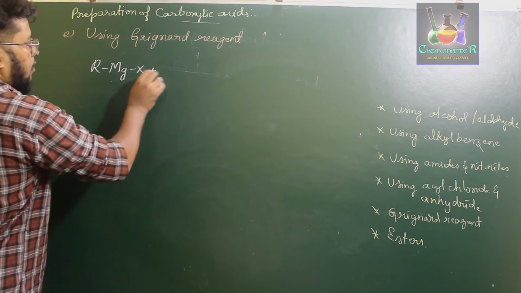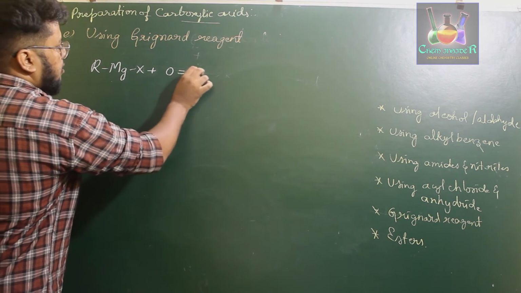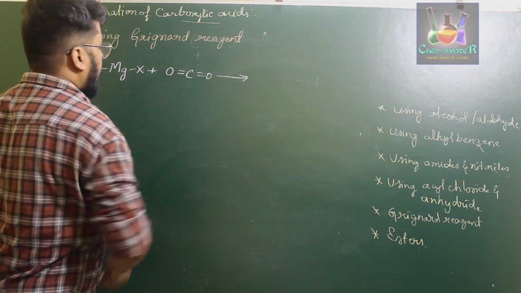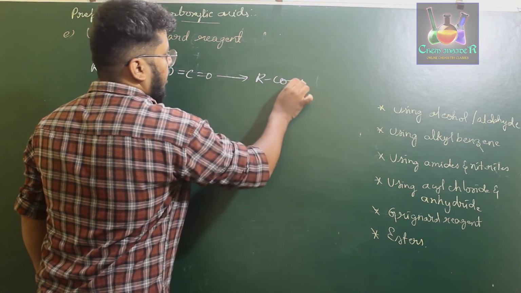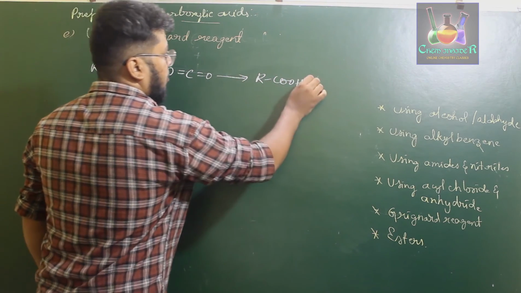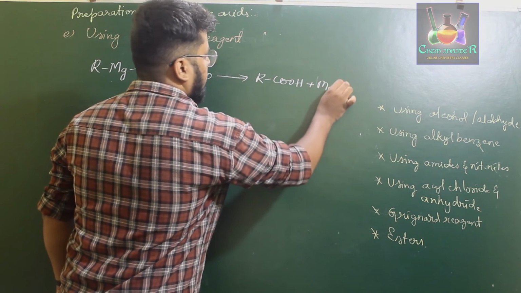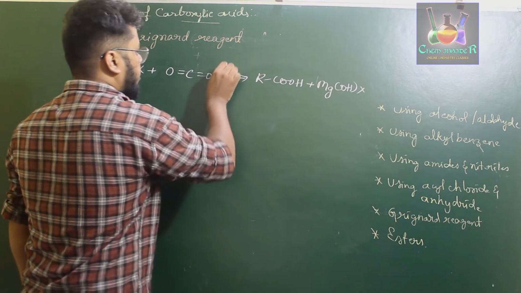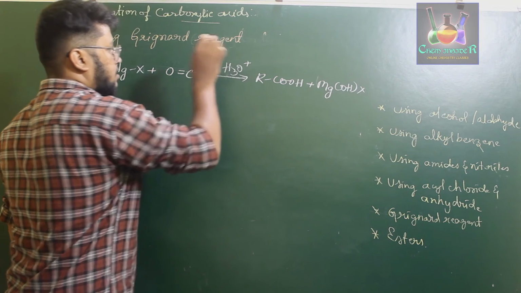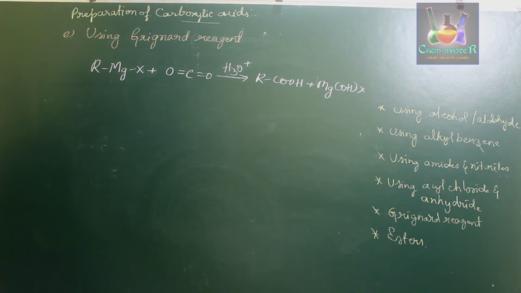So when you treat Grignard reagent, RMgX, with carbon dioxide, they give us RCOOH plus MgOHX on hydrolysis. So this is the simple reaction. RMgX on treating with carbon dioxide gives carboxylic acid along with MgOHX.